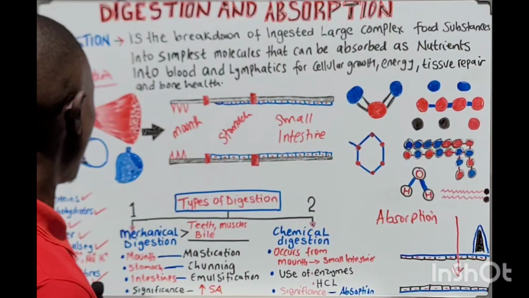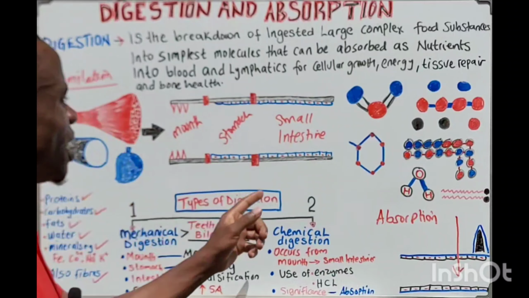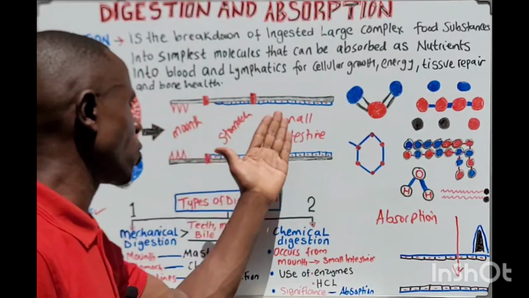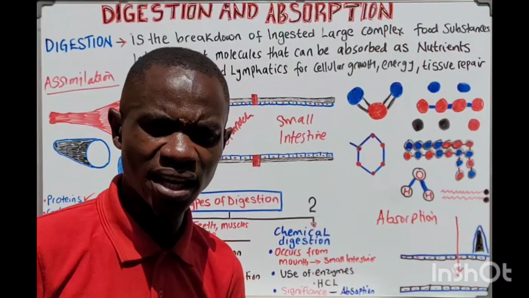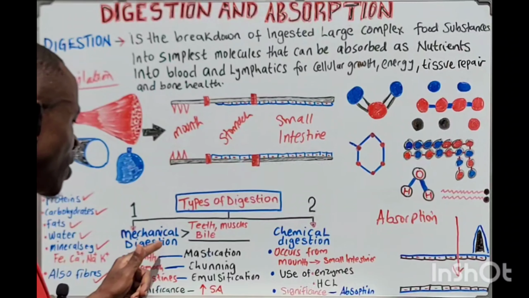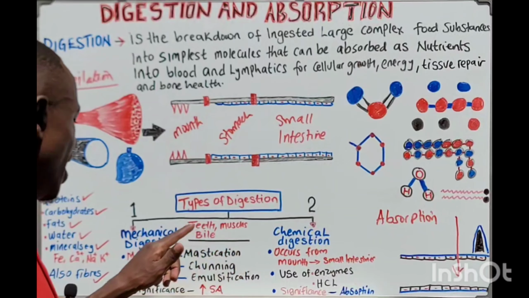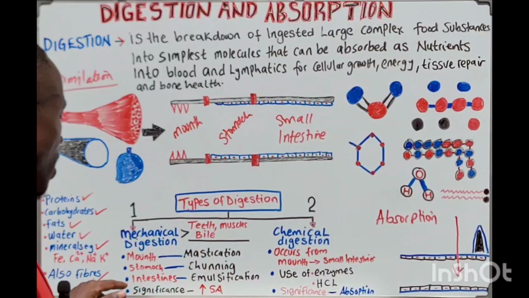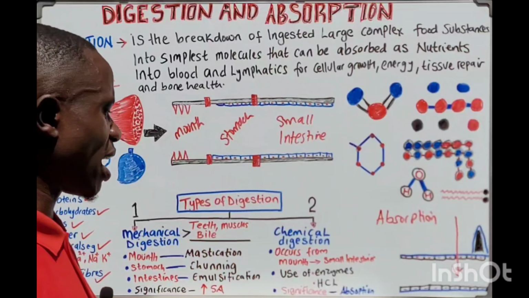Okay, and then we have said that we are breaking these large complex food substances into their final absorptive molecules. This process is going to be happening within the different parts of the alimentary canal. We said that we have two types of digestion, whereby you have mechanical digestion. Of course, in the mouth, it's going to be mastication. In the stomach, it will be churning. And then in the intestine, it's going to be emulsification of fats. And of course, the significance of mechanical digestion is to increase the surface area for enzymatic activity.